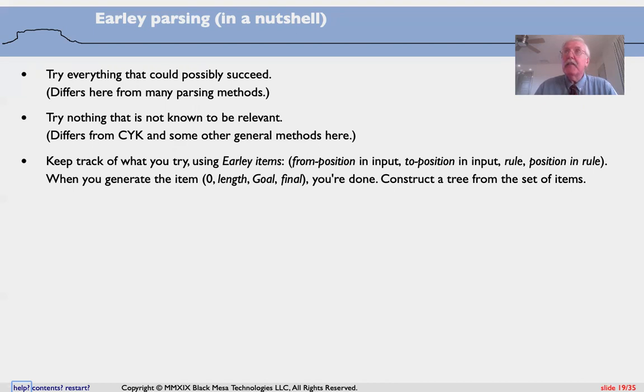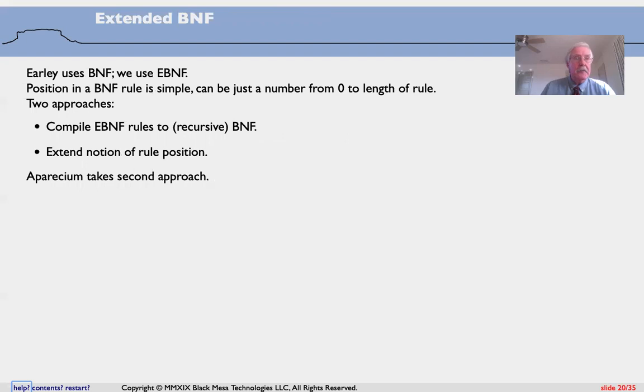Finally, Earley keeps track of everything it tries using what are called Earley items, which keep track of a range in the input, a from and a to, a rule in the grammar, and a position in the rule. And when you finally generate the Earley item for the offset 0 to the end of the string for the rule goal, and you have reached the state final in the goal, then you're done. And you can construct a tree from the set of items you've collected at some level in a purely declarative way. Earley parsing is just the construction of a set that is closed under certain relations over Earley items.